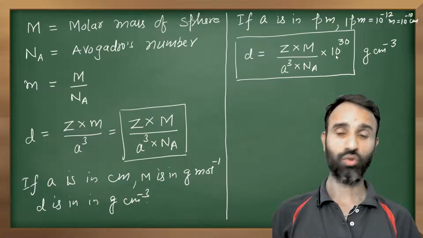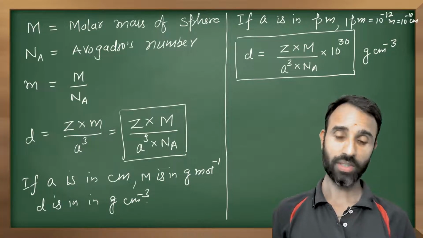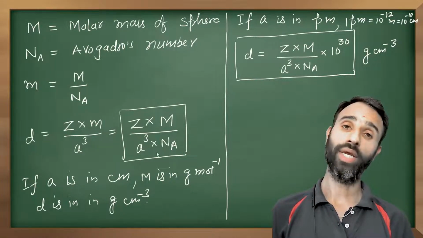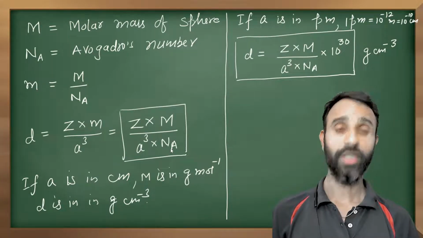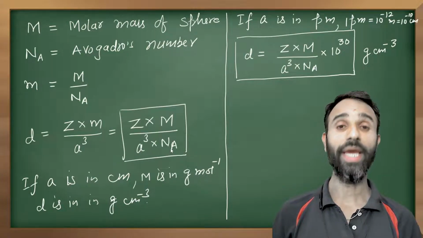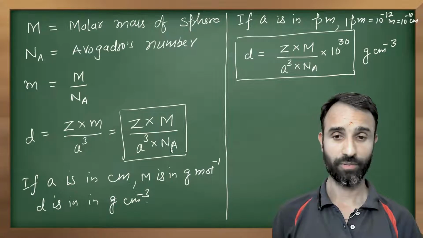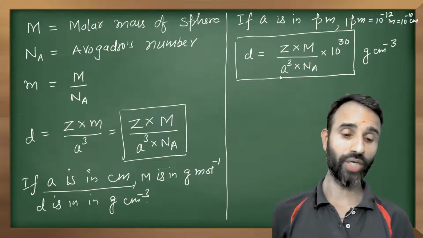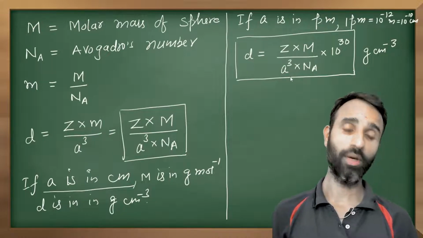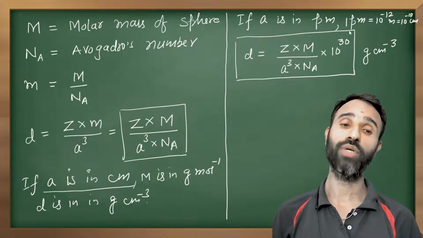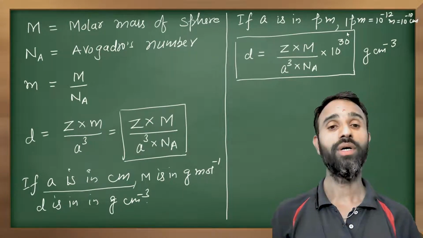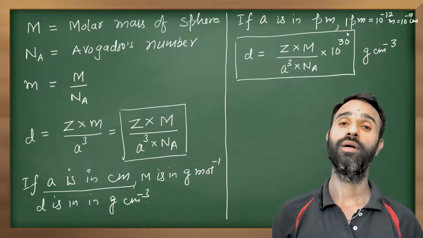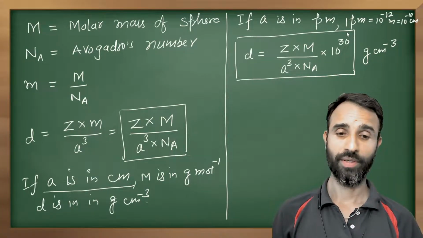Keep in mind, there are two relations. First is Z into capital M over a cube into Na. This relation is used when a is in centimeter. And this relation, Z into M upon a cube into Na into 10 raised to power 30, this is used when a is in picometer. Right?